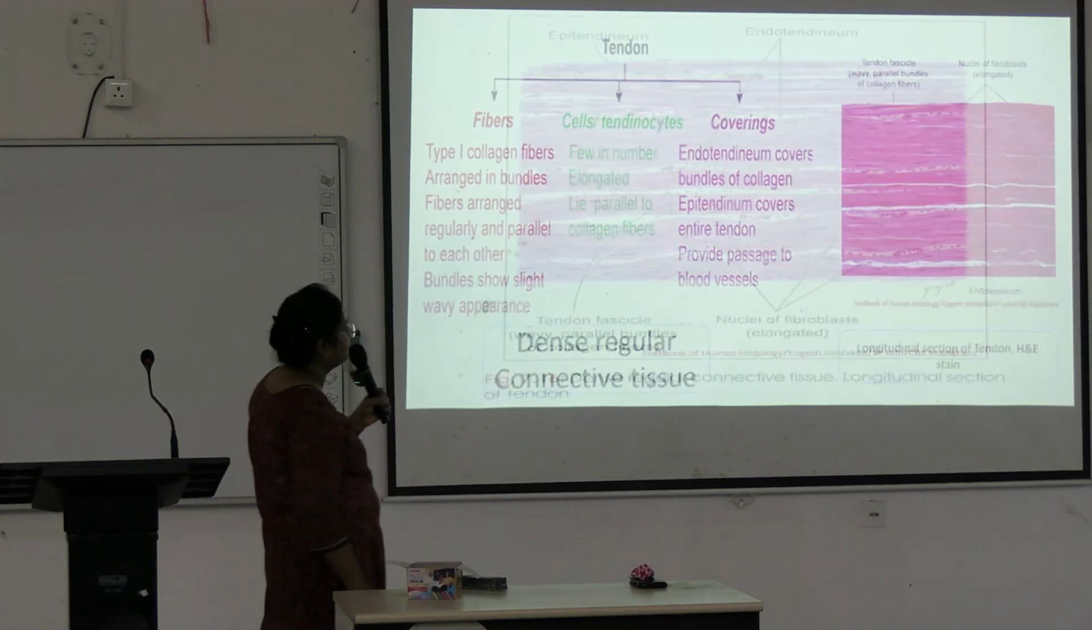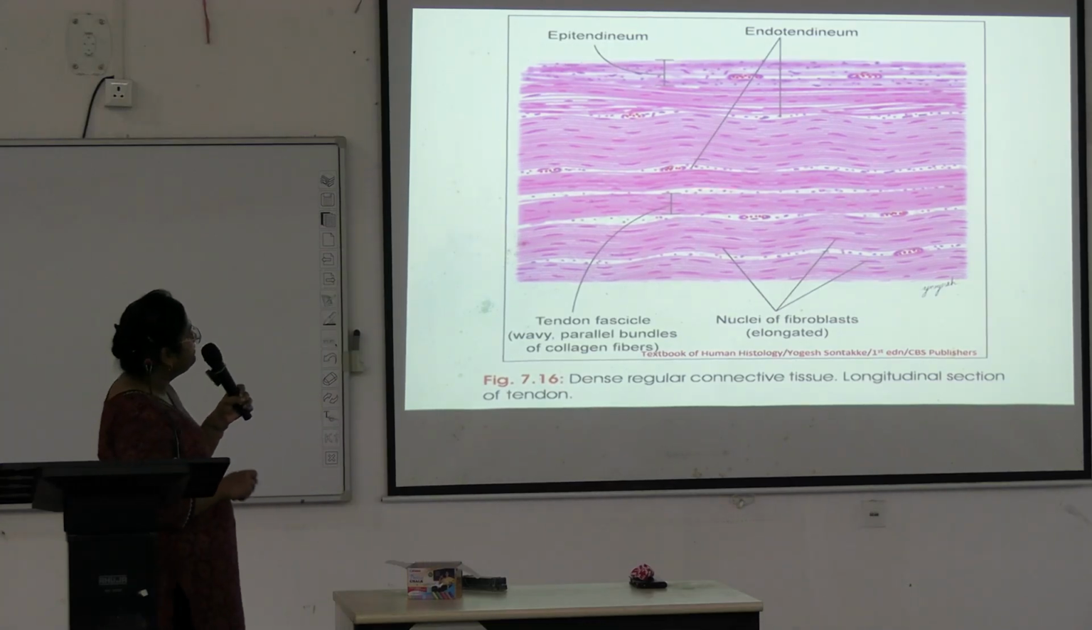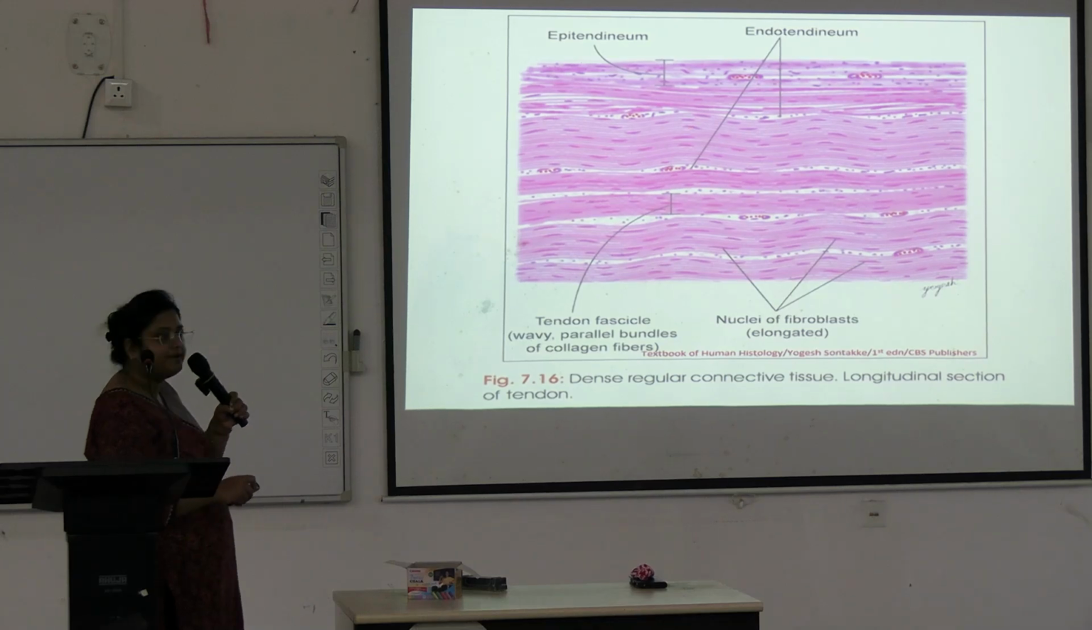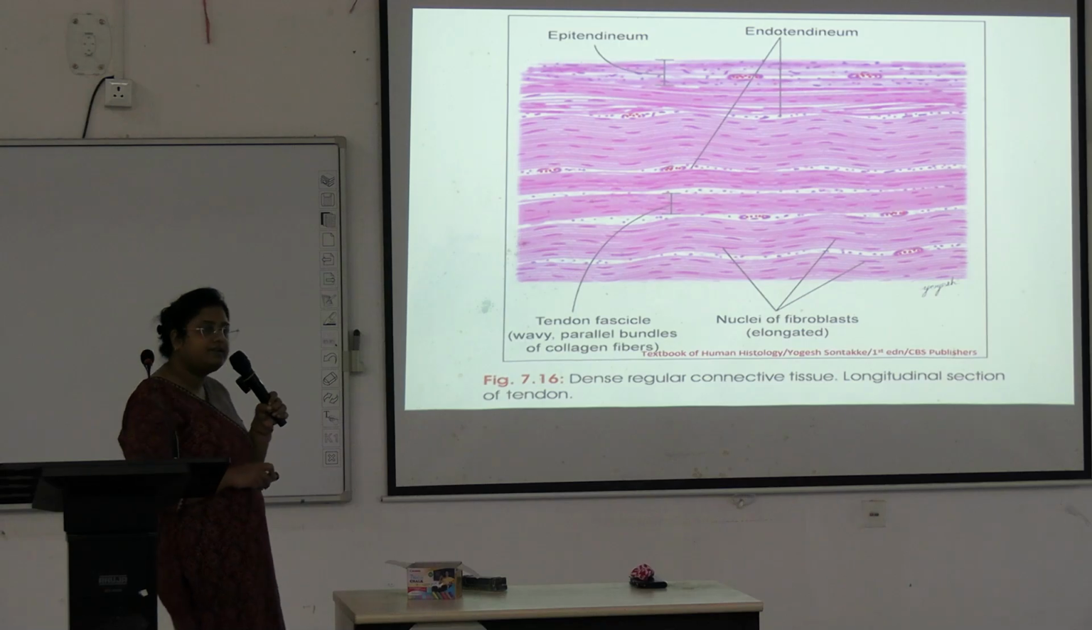Next, see, this is the tendon. These are collagen fiber bundles. Within the fiber bundles, these are nuclei of fibroblasts. This is endotendinium covering each bundle of fiber.